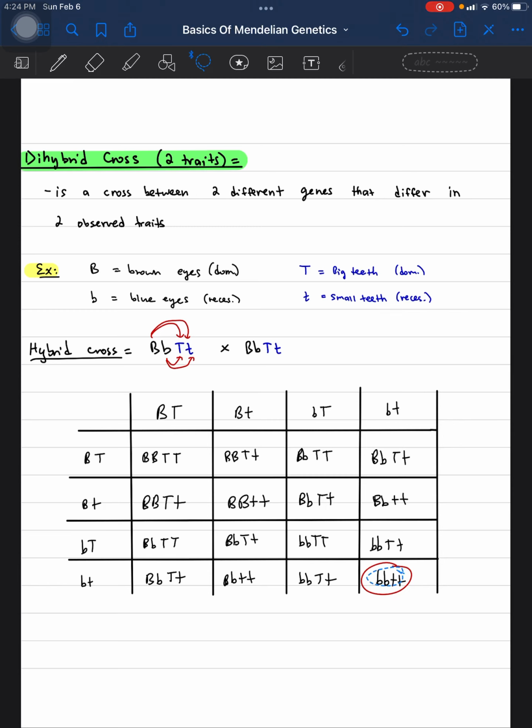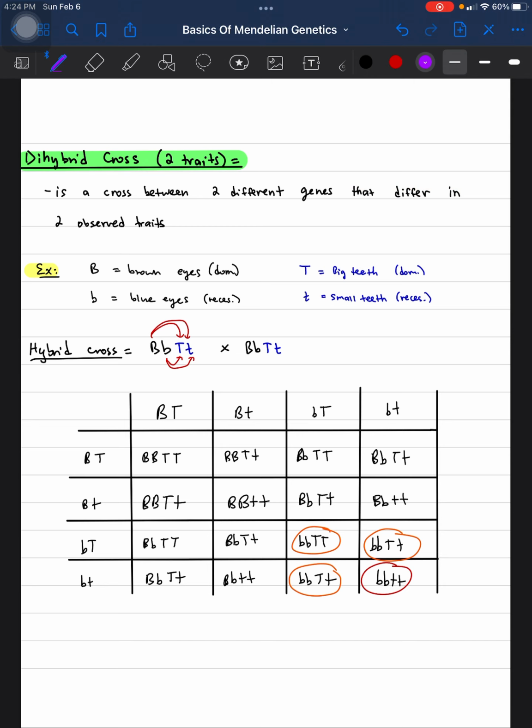So if you have one of those offspring, let's use a different color. Let's use orange. Right here we have blue eyes and big teeth, blue eyes and big teeth, blue eyes and big teeth. So this is blue eyes and big teeth.